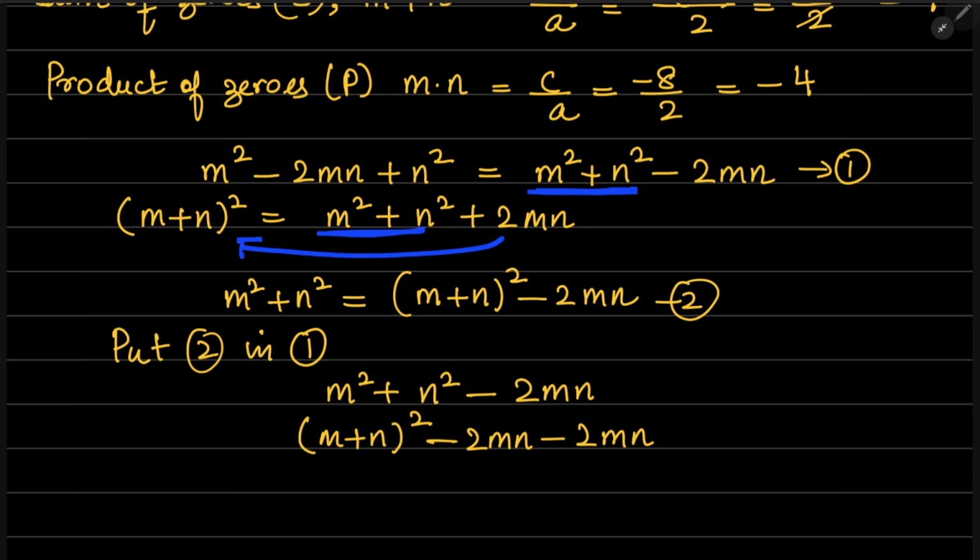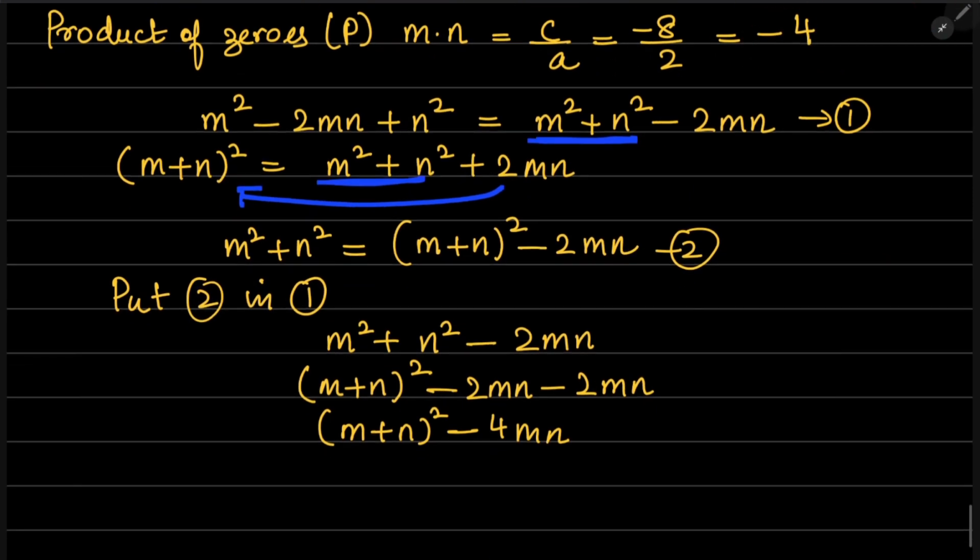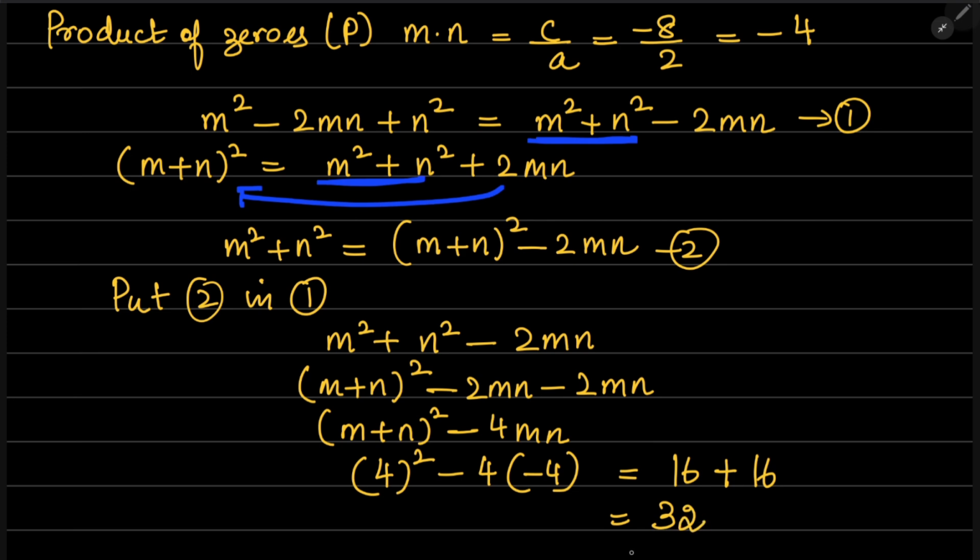So this is equal to, we can solve it, m plus n the whole square minus 2 minus 2, it is minus 4mn. So what is m plus n? What is the value you got? M plus n is 4. Mn is minus 4. Okay. So 4 the whole square minus 4 into the product, which is minus 4. What is 4 square? 16. Minus into minus is plus. Again 4 into 4, 16. So the answer is 32. This is your final answer.